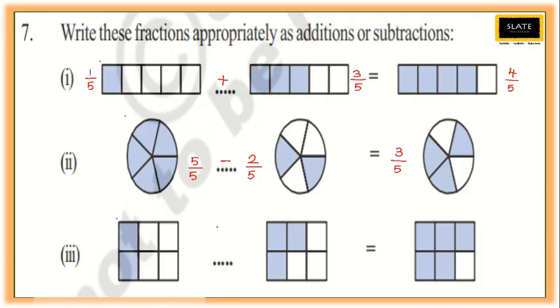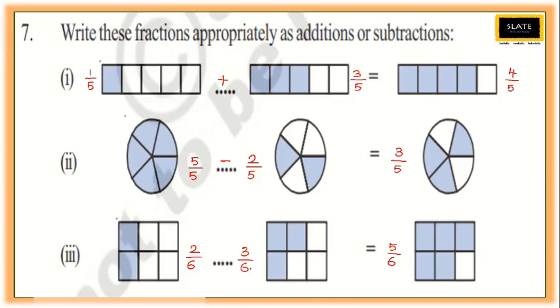Clear? Next, third one. Again a rectangle, 1, 2, 3, 4, 5, 6 parts, out of which 2 are shaded. So 2 by 6. Same way in this rectangle, 1, 2, 3 are shaded. So 3 by 6. Now let's see the result. 1, 2, 3, 4, 5. 5 parts are shaded out of 6. So this fraction is 5 by 6.